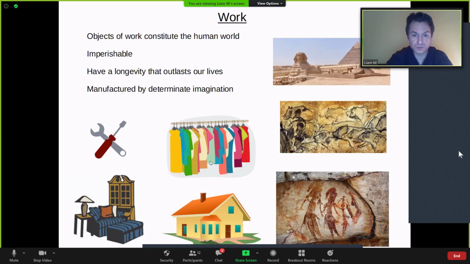So here we can see tools, clothing, furniture, houses, that sort of thing. But in proof of the imperishability of work, we also have the pyramids of Giza, the Chauveau Cave, and an indigenous painting from the Kimberleys in Western Australia. The Chauveau Cave and that painting are estimated at about 30,000 years old, or Chauveau Cave is about 27,000 years old, but the Kimberleys are 30,000 years old, and the pyramids of Giza are 4,500 years old. So we're talking pretty significant longevity.